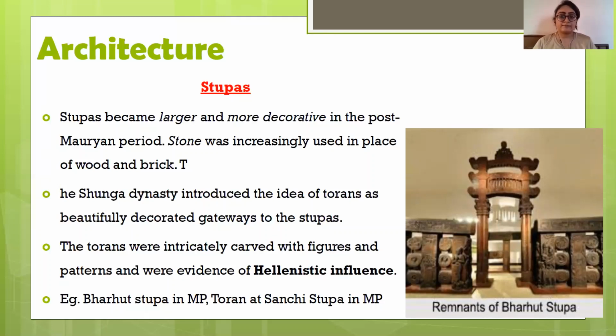decorative. Okay, stone was increasingly used in place of wood and brick. So the use of stone increasingly was used in the post-Mauryan period and not in the Mauryan period. In the Mauryan period the principal material was wood. Okay, wood was principally used in the architectural work. Now, in the post-Mauryan period, wood was replaced by stone.